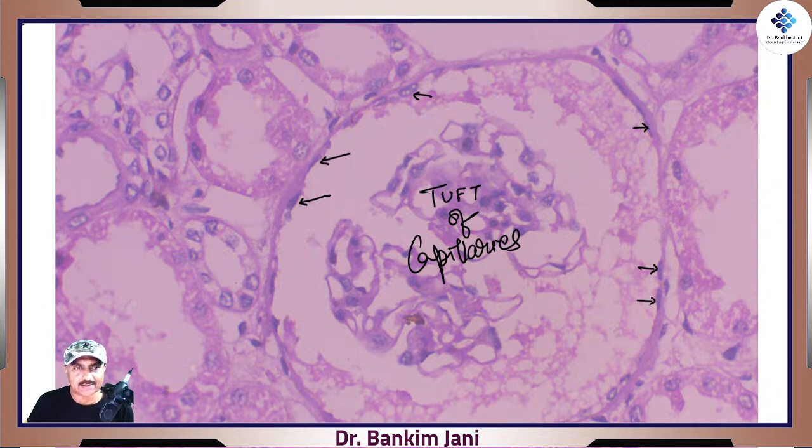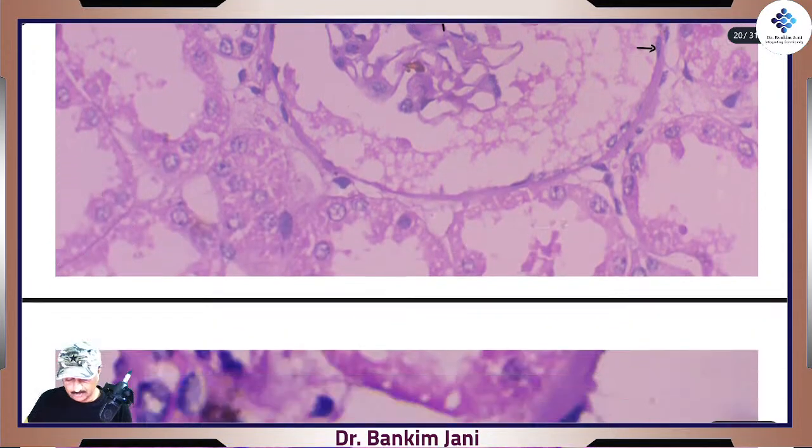Even the cells inside, that's what I'm telling. The cells of the Bowman's capsule are squamous epithelium; the wall is made up of them. Tuft means group. So these are the cells making the wall of the Bowman's capsule, and they are simple squamous.